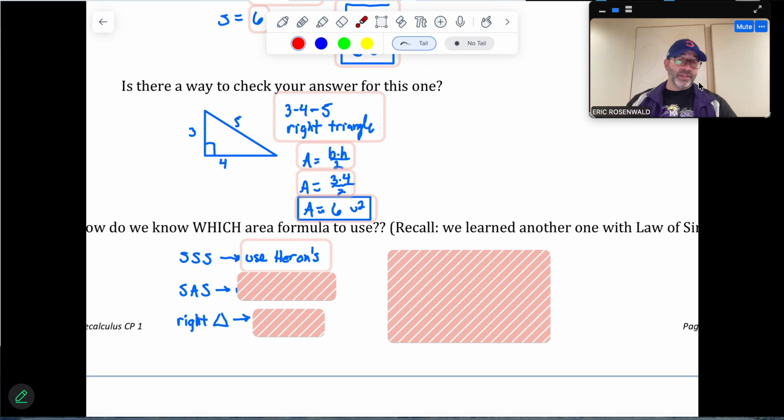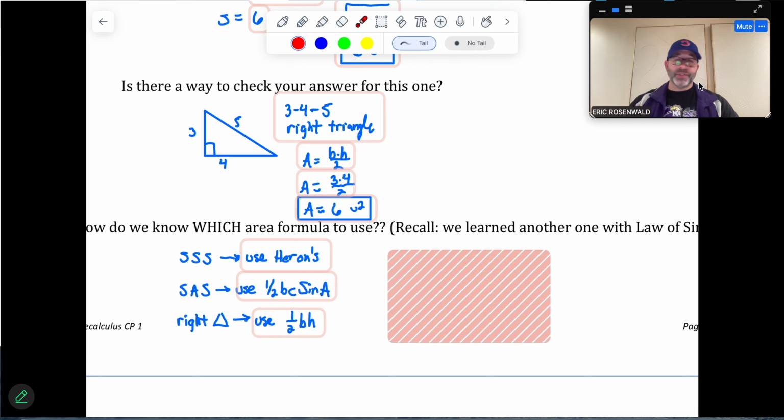If you're given side, angle, side, use your sine formula. That's a half BC sine A, or half AC sine B, or half AB sine C, okay? And if you're given a right triangle, just use half base times height.